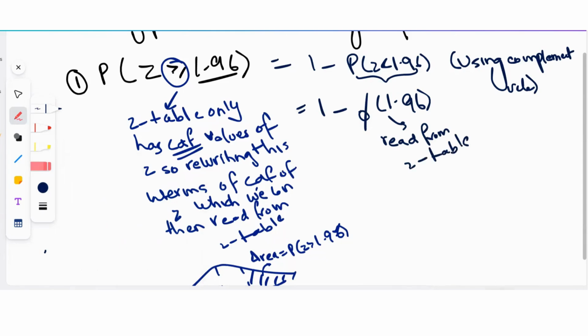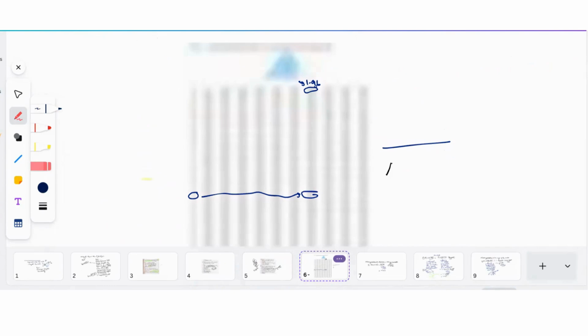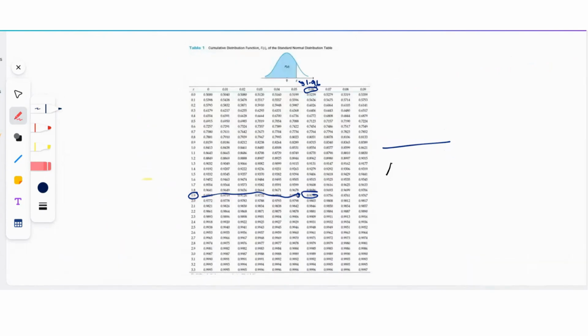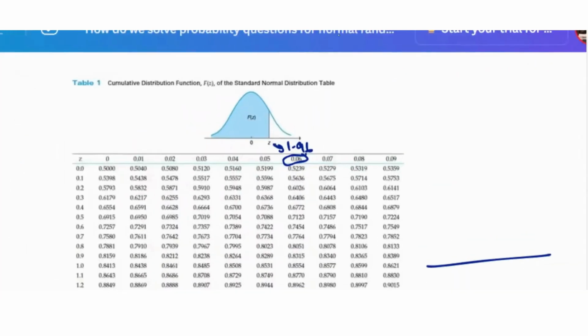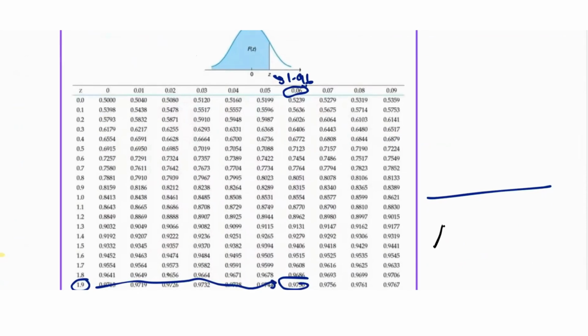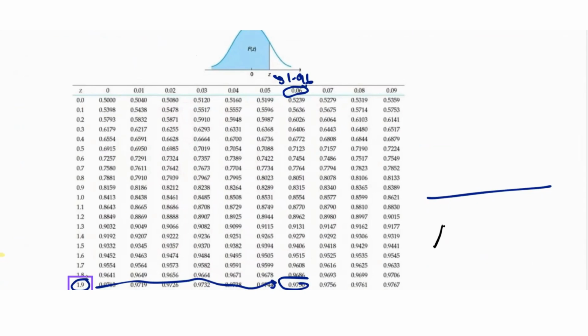So we can read this from the Z table, and we already found its value, but let's look at it again if you want to read it from the Z table. Now, the value of Z that we want is 1.96. So 1.9 is read from here, and the second decimal place we can read from here, 1.96. So this is 0.975, right?